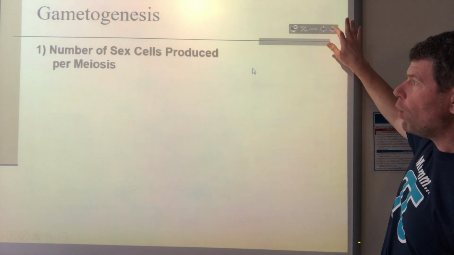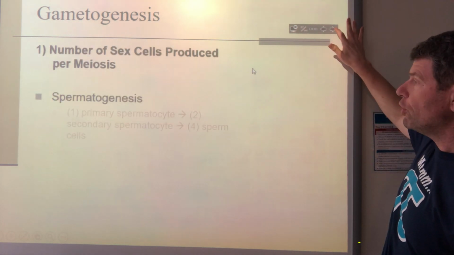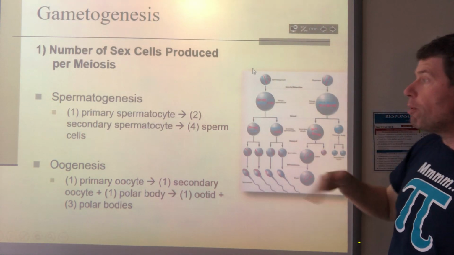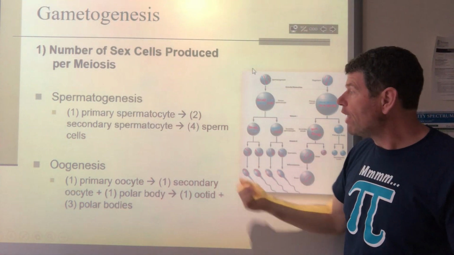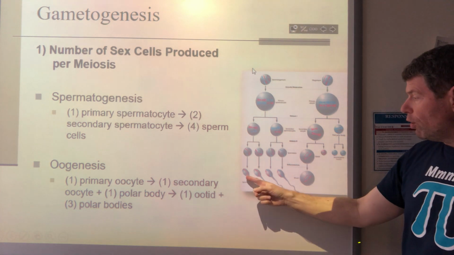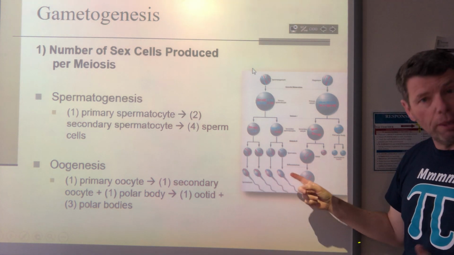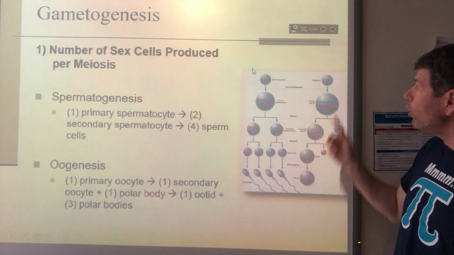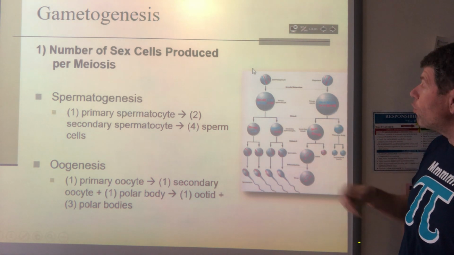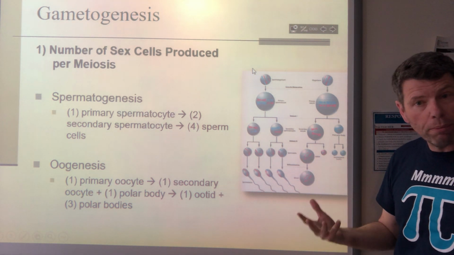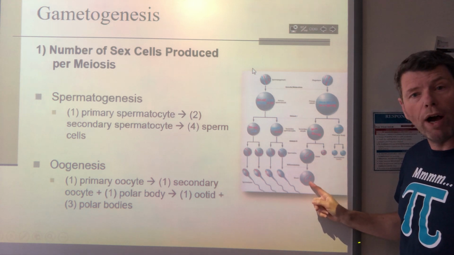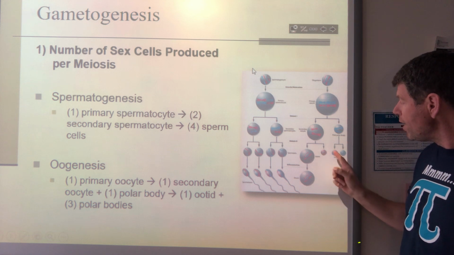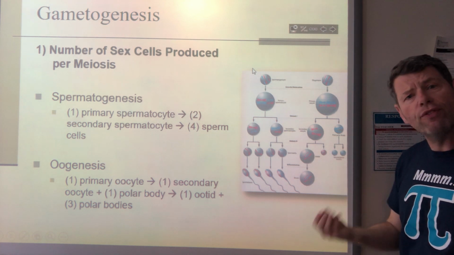So getting into number one, the number of sex cells produced. We know that with spermatogenesis, we're going to get 4 sperm cells when meiosis is done, which is typical, right? 4 haploid cells for meiosis. However, when it comes to the formation of an ovum, we're only going to get 1 functioning ovum. We actually end up with these 3 polar bodies, which are non-functional.